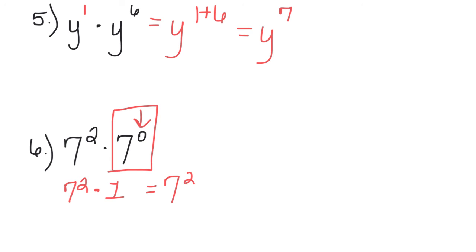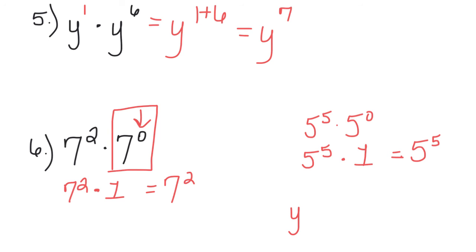So if I have 5^5 times 5^0, this is like 5^5 times 1. So it doesn't necessarily disappear, but anything times 1 is just what you started with. Even if it's y^0, this still turns into just 1. Even though it's a y, the y disappears. So it works the same with numbers and with variables.